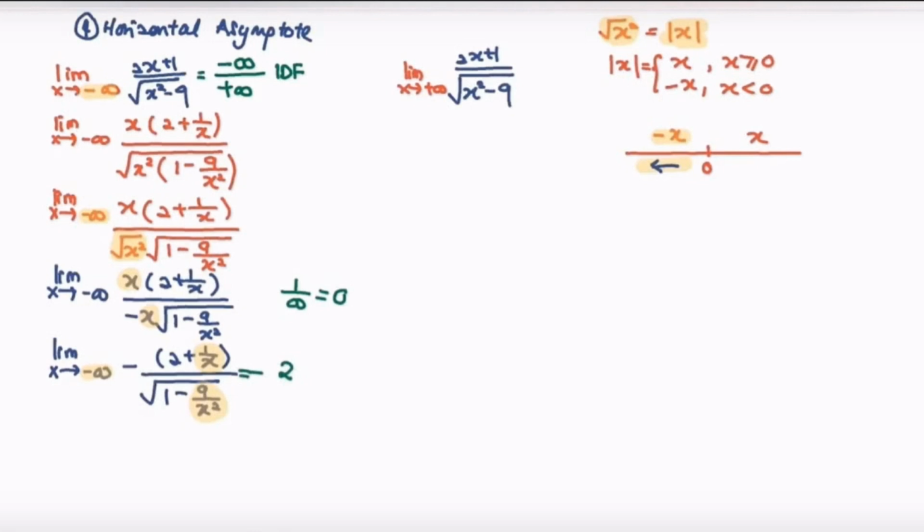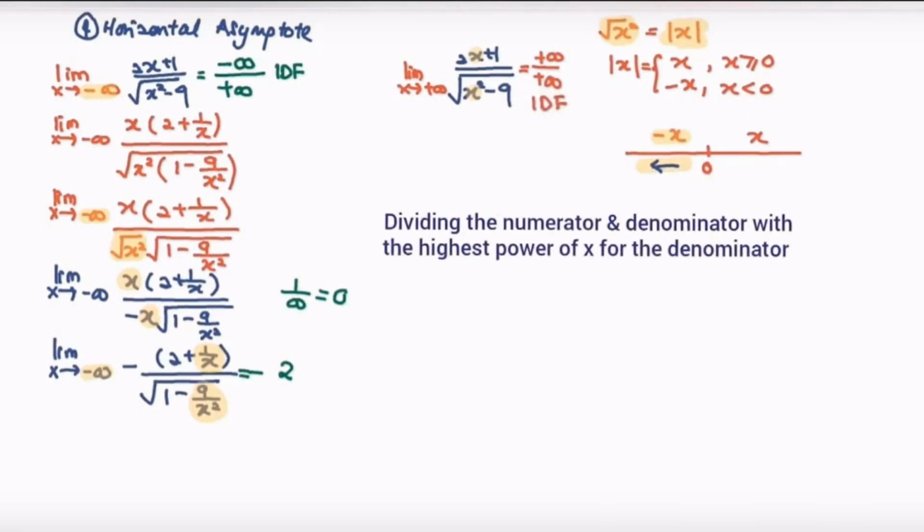So next, let's move on to the right hand side. Since we already discussed the left, the right hand side will be the same as well. So first, substitute the value. We will have a positive infinity for the numerator and a positive infinity for the denominator. So this one is considered an indeterminate form. So what is the strategy to solve this kind of problem? Dividing the numerator and the denominator by referring to the highest power of x for the denominator.